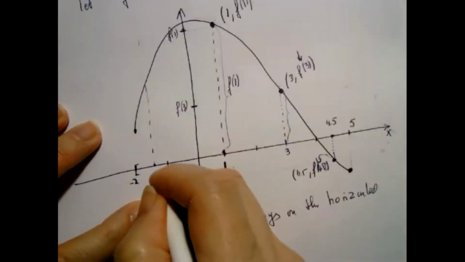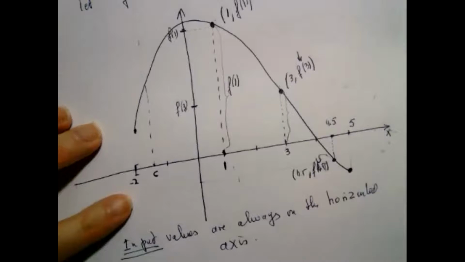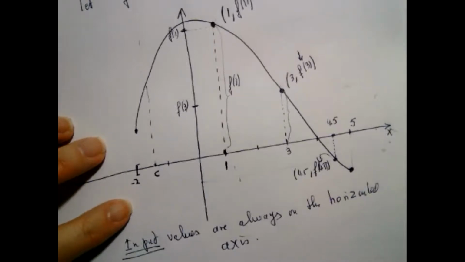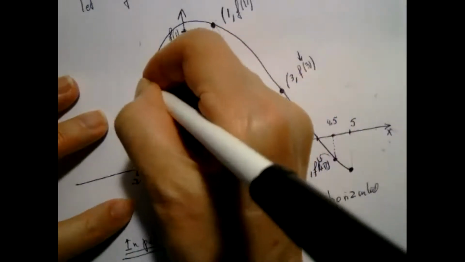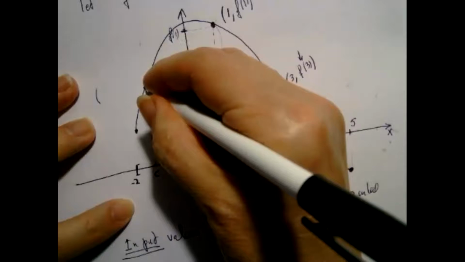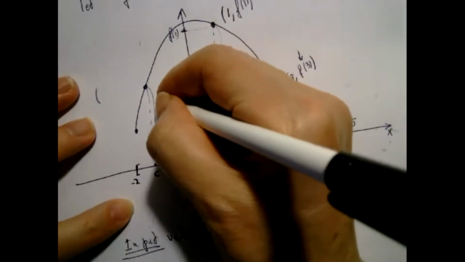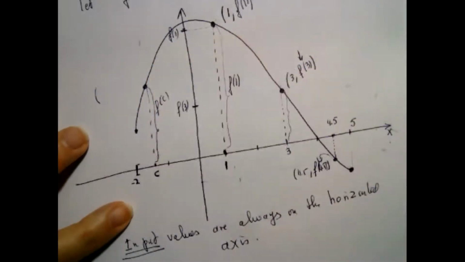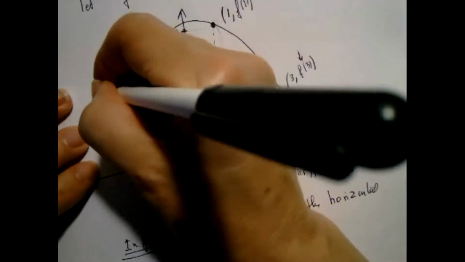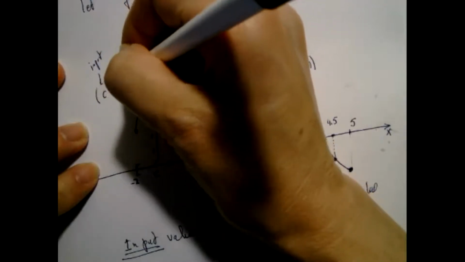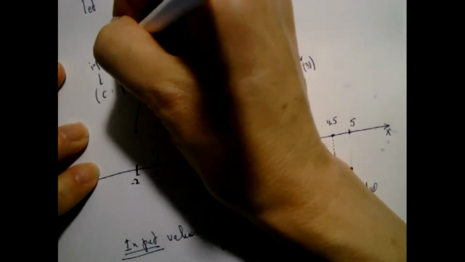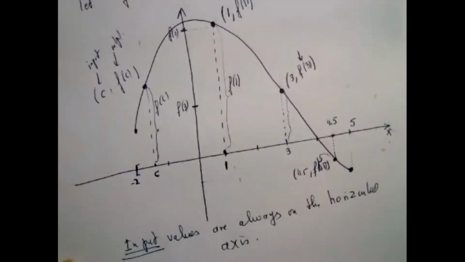So let me ask you a question. Suppose I call this C, just for the sake of it, and I'm not going to give it a value. This point here, from here to here, this is f of C. So this point here, C, is the input, and this is f of C, the output. Okay, so that's how the rule is given by the graph.